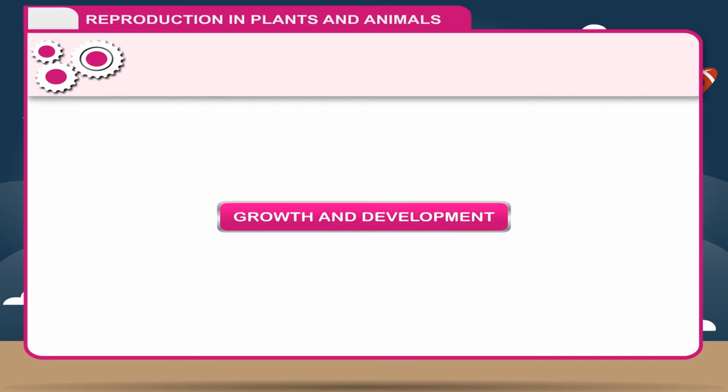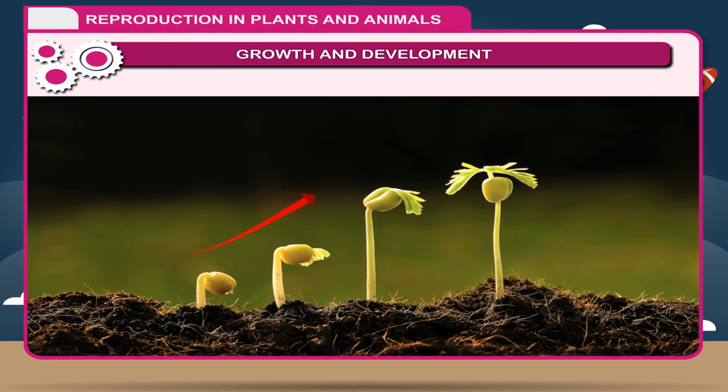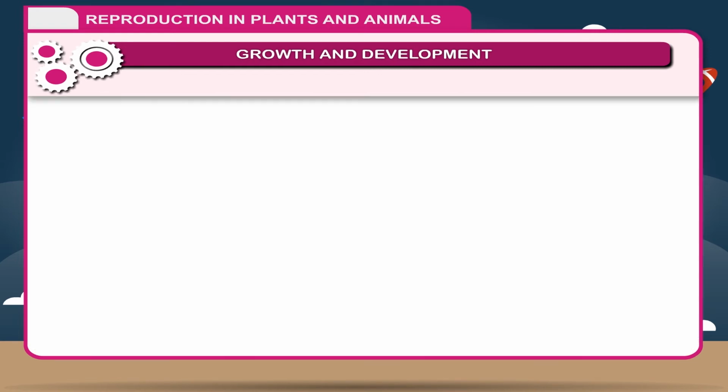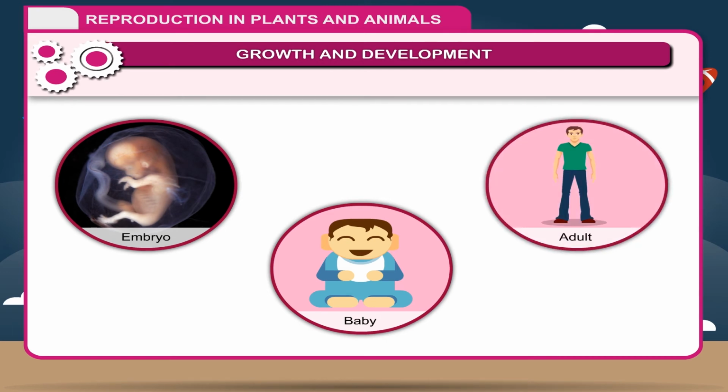Growth and development. Growth and development are the main characteristics of living organisms. Every organism has the tendency to grow. Seeds germinate to produce seedlings and become plants in due course of time. An embryo grows to become a baby and ultimately an adult. The process of becoming larger and more mature through natural development is called growth. It is regulated by growth hormones.